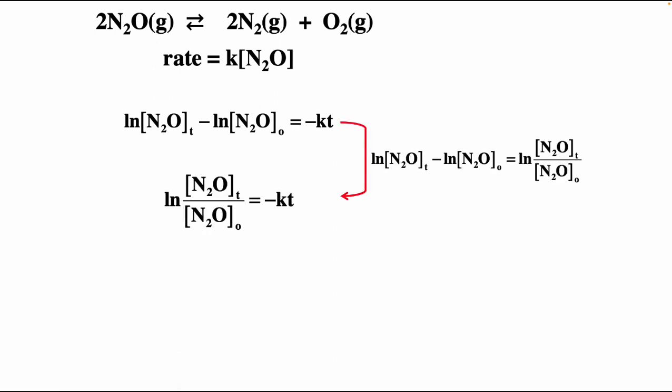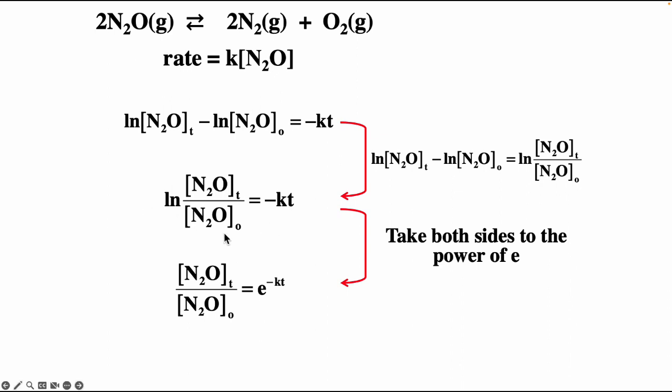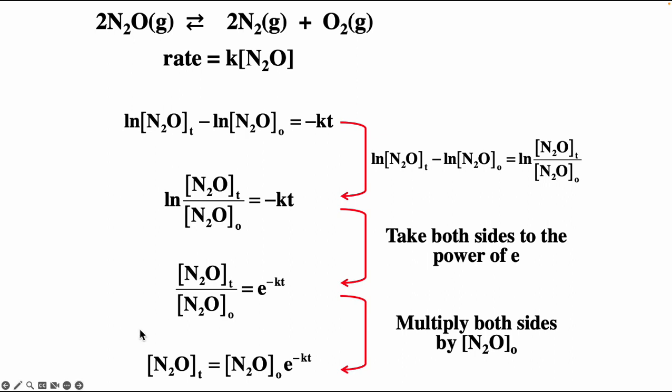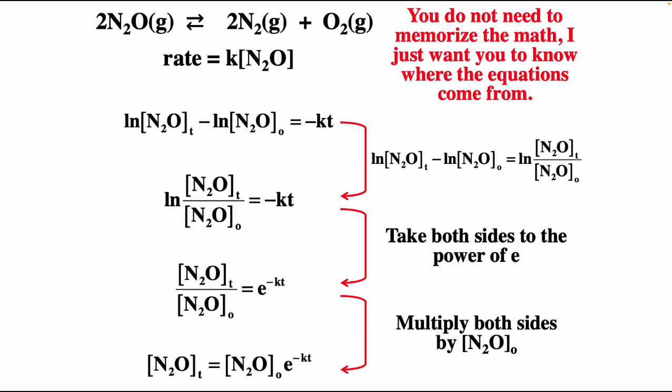And so we can do a little algebra. Natural log of a minus natural log of b is equal to natural log of a over b. So we get this. And now if we take everything to the power of e, we can get rid of that natural log. And then if we multiply it by the initial concentration, we get the concentration at time t equals the initial concentration times e to the minus kt. And so again, I'm showing you the math. Many of you won't understand the math, but that's fine. I just want you to have an idea where it comes from.